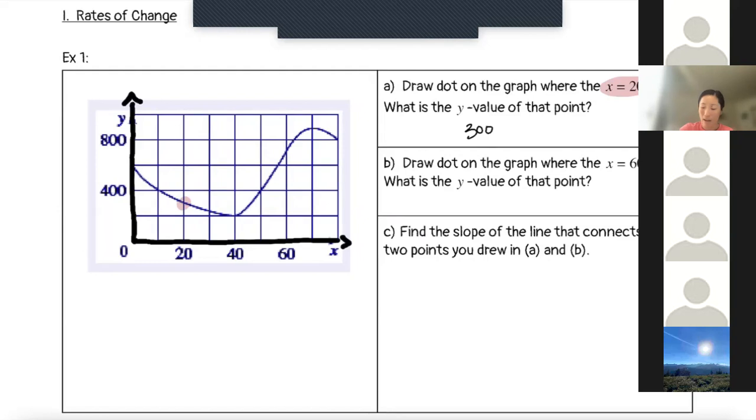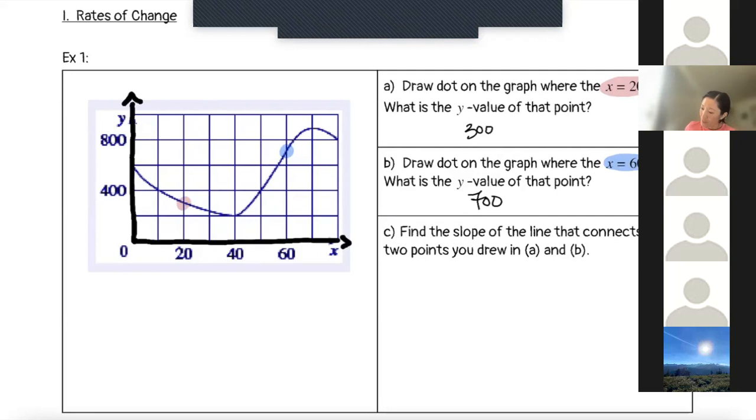Okay. Now let's draw a second point in part B. Draw a dot on the graph where x equals 60. And what do we find for the y value of that point? All right, you've already got it. 700. I think that's a good guess.